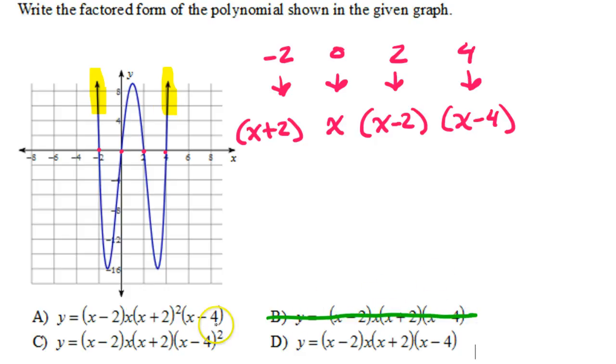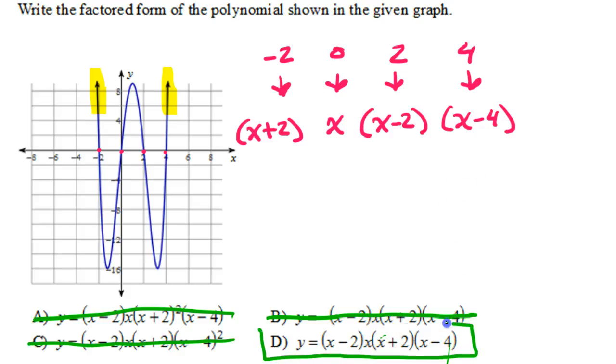How about the rest of them? We can forget about these two because I see the squared. Nothing is squared. So the answer must be D. But let's just double check. We have our x plus 2, our x minus 2, we have our x, and we have our x minus 4. So the answer is in fact D.